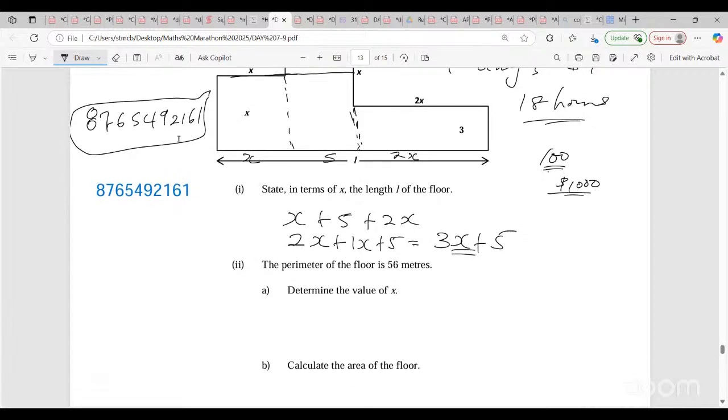It says the perimeter of the floor is 56. Determine the value of x. So the perimeter equals 56. What's the value of x? What does x equal?